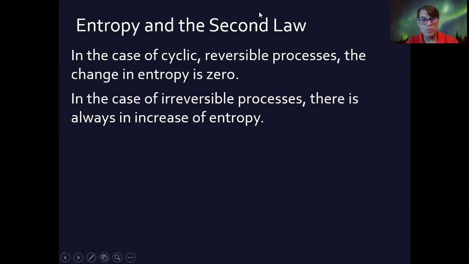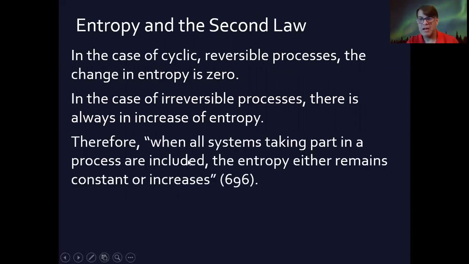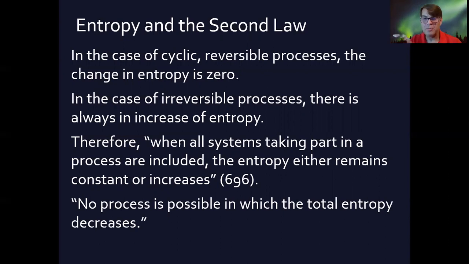So we have two possible conditions here, and I'll quote him. When all systems taking part in a process are included, the entropy either remains constant, that is, the change in entropy is 0, or it increases. You cannot have a decrease in entropy in a system. Simply cannot happen. No process is possible in which the total entropy decreases.